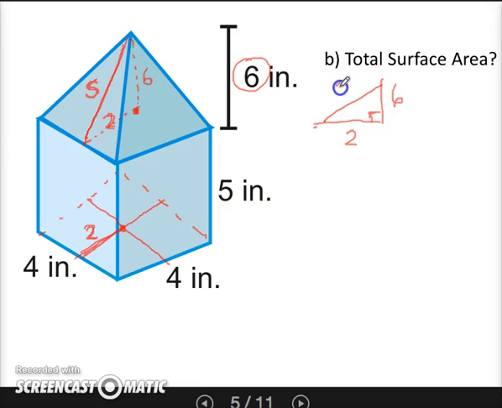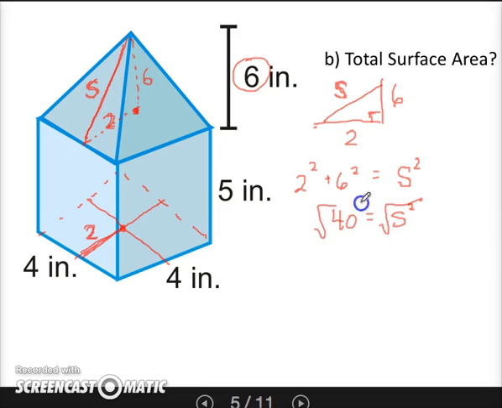So the slant height then is the hypotenuse of this triangle that I've drawn. So I can use Pythagoras. 2 squared plus 6 squared equals the slant height squared. Careful not to make your S look like a 5 there. 2 squared is 4 plus 36, that's 40, is the slant height squared.